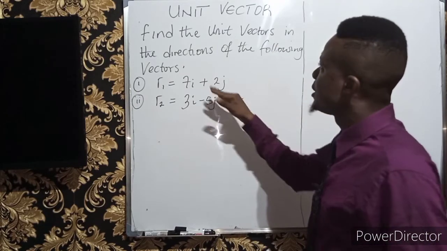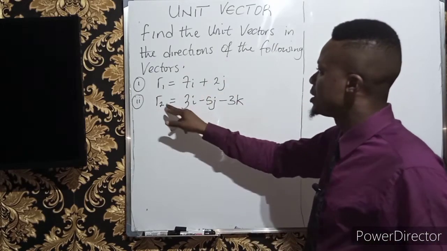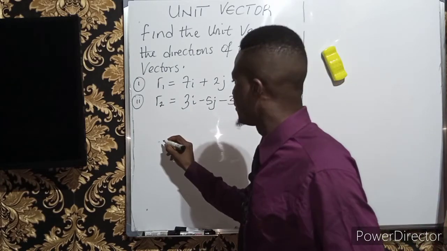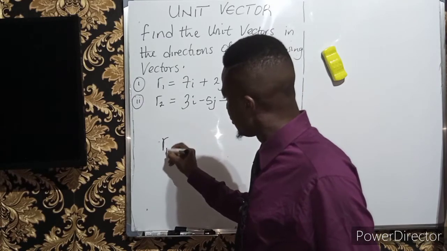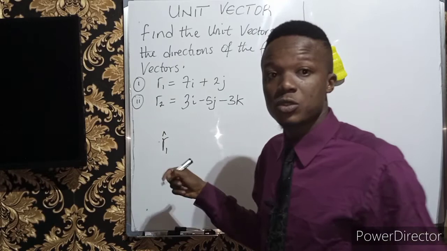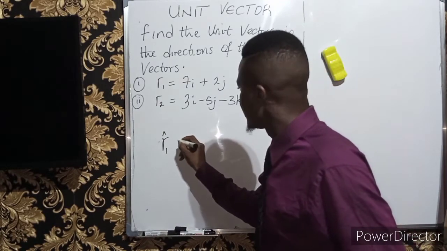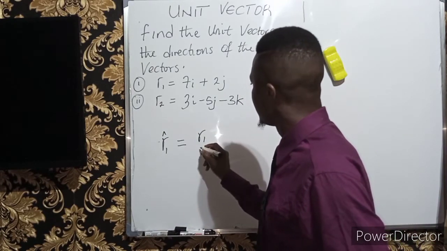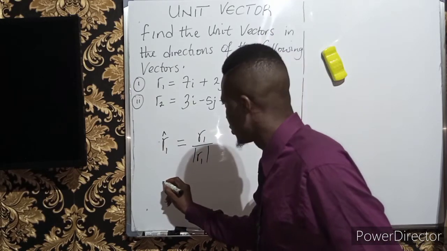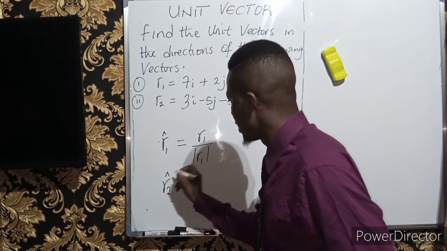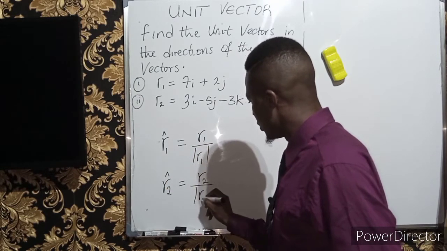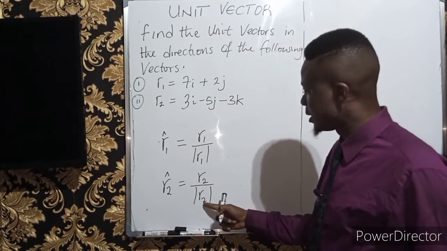To get a unit vector in the same direction as the given vectors r1 and r2 is simply, for example, the unit vector of r1 written as r1 hat. This symbol must be there. That's what you use to denote a unit vector. R1 hat is the same thing as r1 over modulus of r1. The unit vector of r2, written as r2 hat, is the same thing as r2 over modulus of r2.